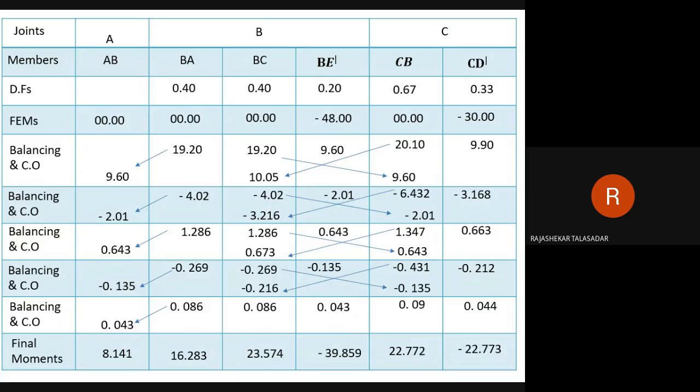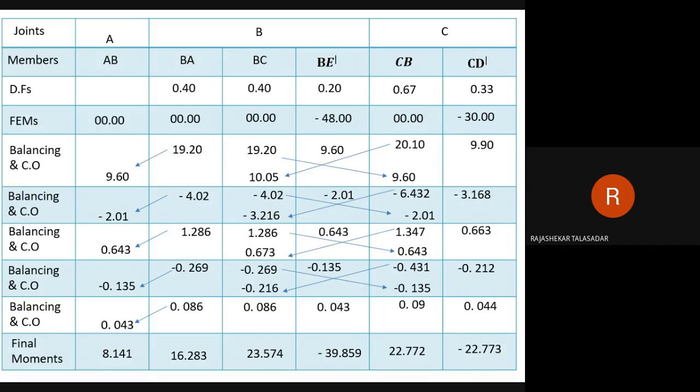Next balancing. Now 10.05 is the unbalanced moment. So minus 10.05 into 0.4 will be minus 4.02. This also minus 4.02 because the distribution factors are the same. Then 10.05 into 0.2 gives you minus 2.01. Coming to this joint, 9.6 is the unbalanced moment. Balancing moment will be minus 9.6. Minus 9.6 into 0.67 comes minus 6.432. Similarly, minus 9.6 into 0.33 comes minus 3.168.